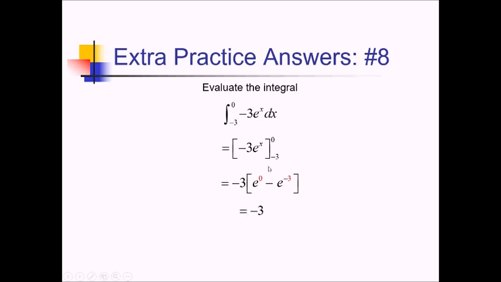And we have -3 times -1 over e cubed, which you can write as +3 over e cubed. And, I mean, you could keep going and make it into one fraction, but what's the point? Let's just call it good enough here.